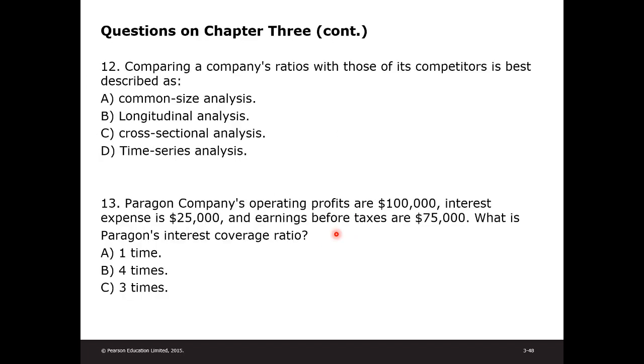Comparing a company's ratios with those of its competitors is best described as common size analysis, longitudinal analysis, cross-sectional analysis, or time series analysis? We know from the last section that comparing a company's ratios with the competitors is considered cross-sectional analysis, while comparing the ratios of the company at different points of time is considered time series analysis. So the answer here will be C.